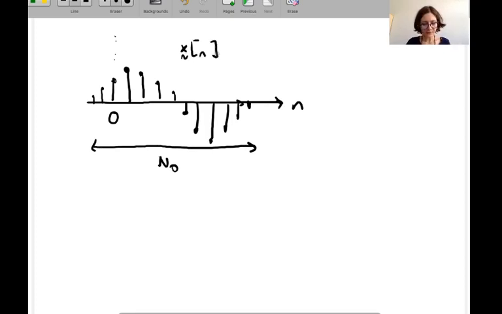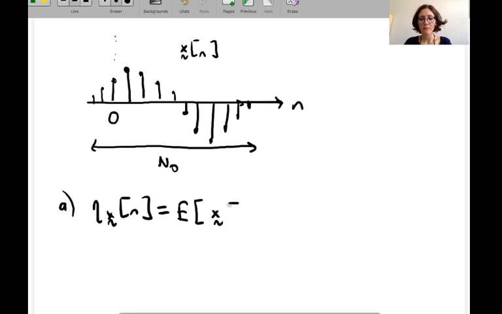Now to decide whether x of n is wide-sense stationary or not, we should look at two things. We should first check whether the mean function is constant, and then we should check whether the ACF depends only on the time delay. So let's begin with the mean function. The mean function eta x of n is equal to the expectation of our random process at each n value. So let's find this.